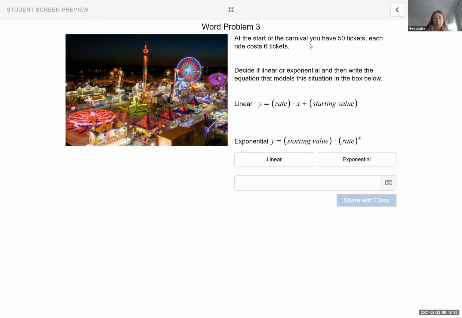So here, word problem number 3, we're at the carnival. You start with 50 tickets and each ride costs 6 tickets. So that's going to be linear. They tell me exactly how many each ticket is. So I've got y equals, the rate is 6 tickets, but we have to remember that that means take away 6. It costs us 6, and then we started with a positive 50 amount of tickets. So this is negative 6x plus 50.